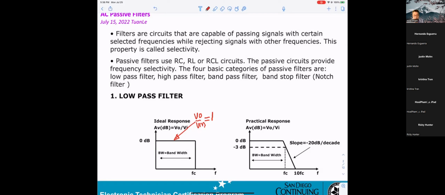The reason for 0 dB is that you take 20 log of one. That equals 0 dB. 0 dB means no loss. Input and output will be the same. However, this is the ideal. Now they're talking about the practical response. Remember, response here means output, same thing.